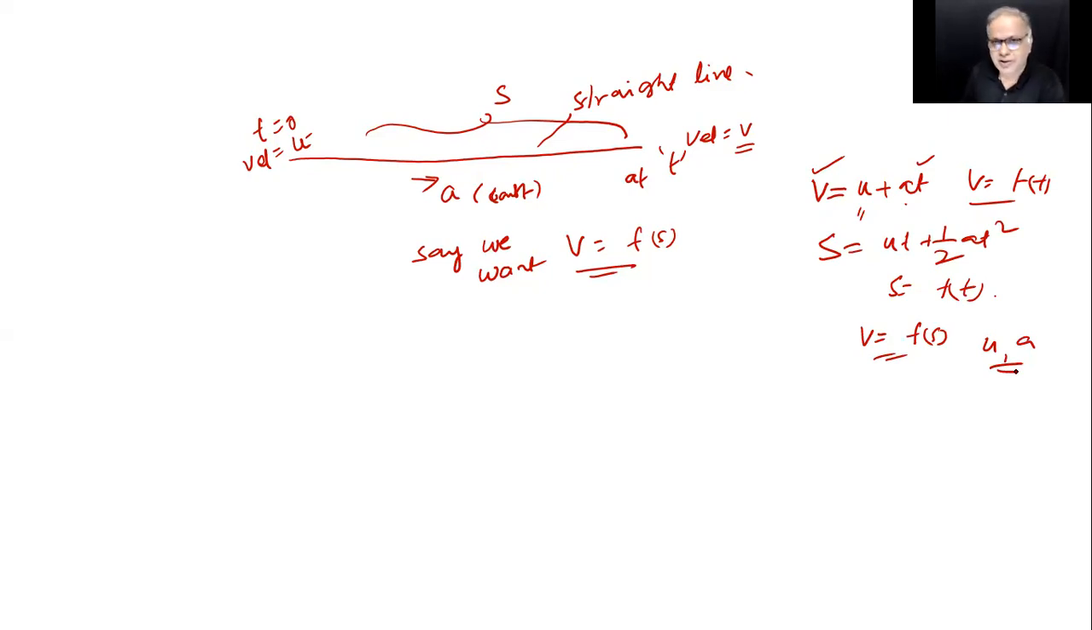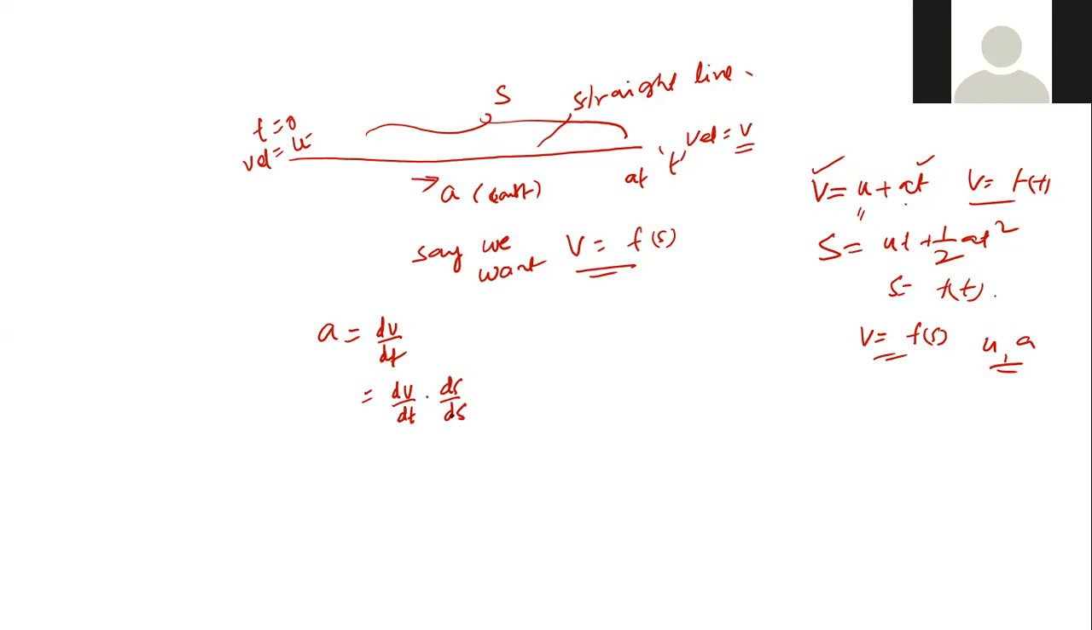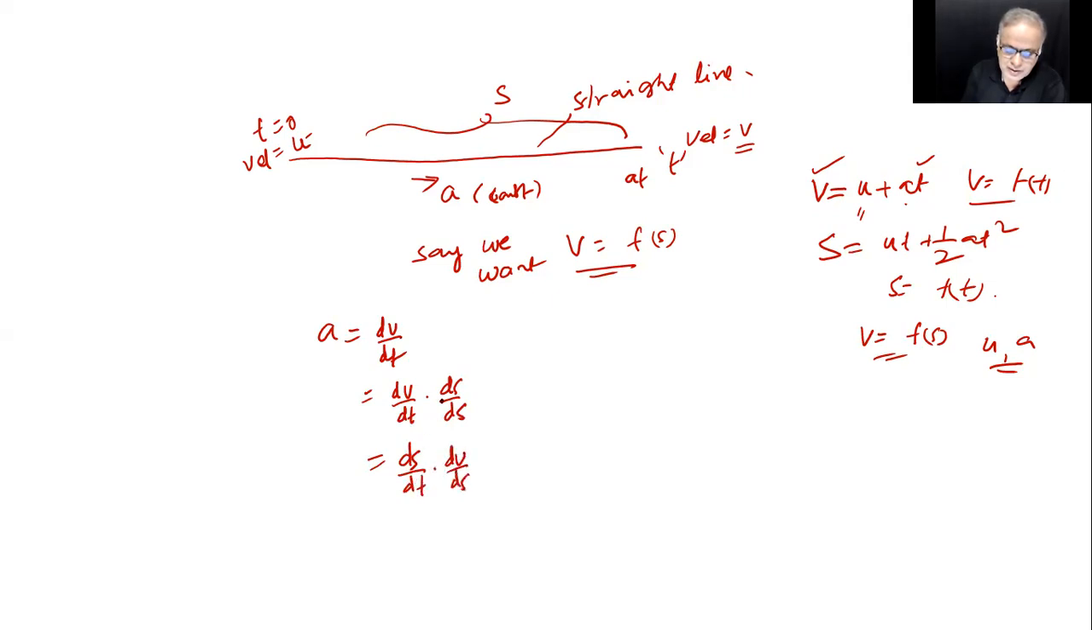Once again, both the integration and the ordinary method we will follow. I'll tell you. First of all, A equals dV by dt we have. Do a little mathematical manipulation: multiply and divide by ds, in which case this becomes ds by dt into dv by ds. This ds by dt is called v. So A equals v dv by ds also.